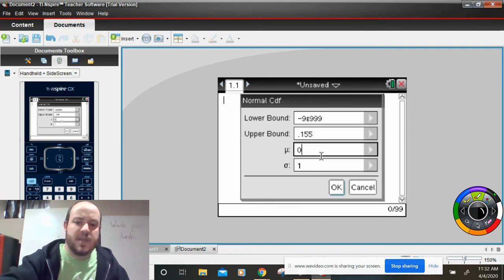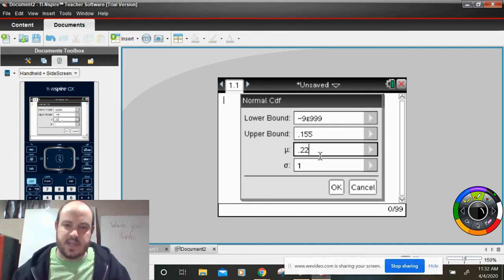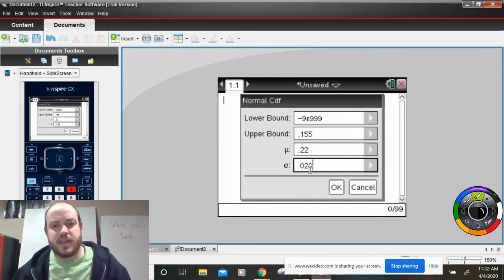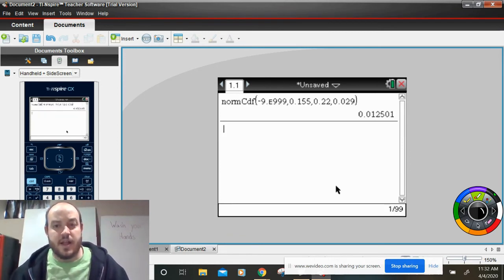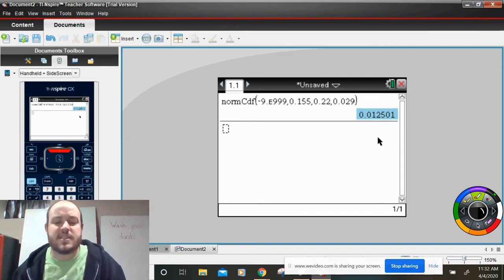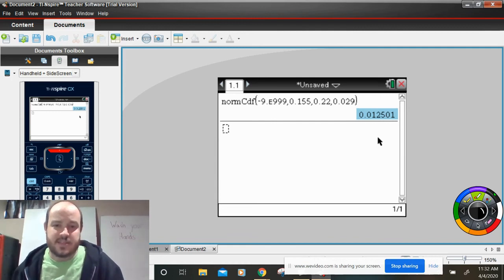Then our mean, we already know, is 0.22, and we have said that we found our standard deviation to be 0.029. So we're able to plug that in, and we hit OK. And that's it. That's as simple as it is. There's our probability right there. And that tells us that there is only a 1% chance of getting a sample like this or worse.